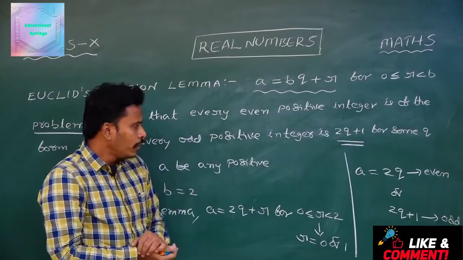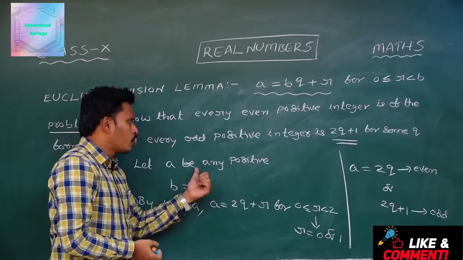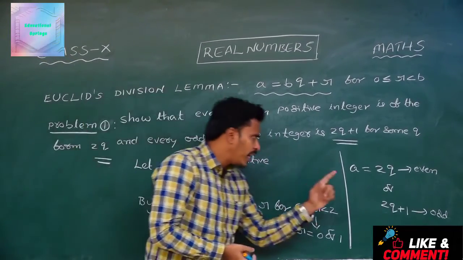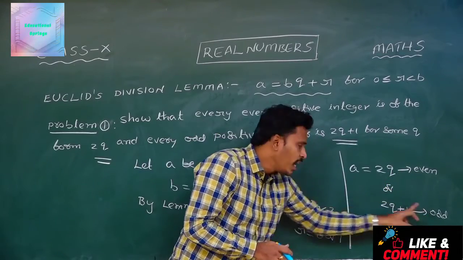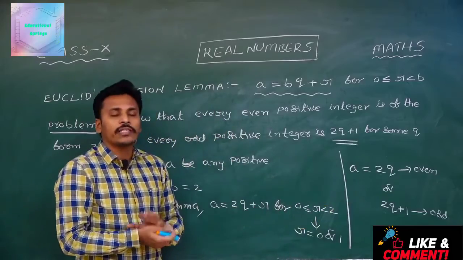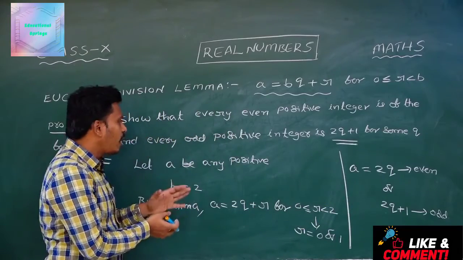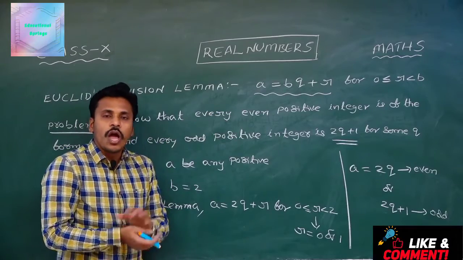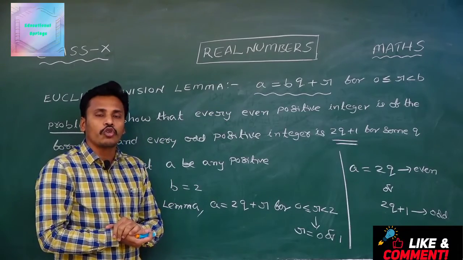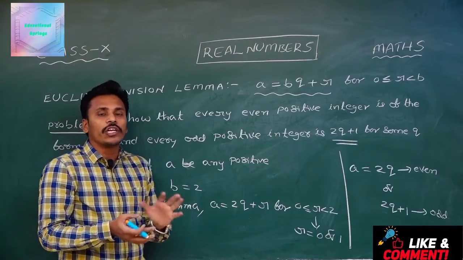So at the end, a is any positive integer, and if it is even, its representation is 2q, and if it is odd, its representation is 2q plus 1. So this is the way to prove such a property. The general form of the even number is 2q and the general form of the odd number is 2q plus 1, by using Euclid's division lemma.